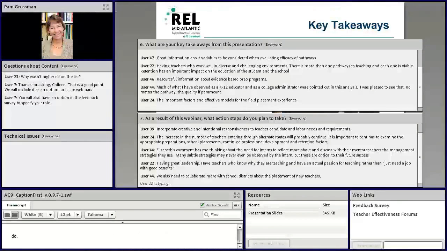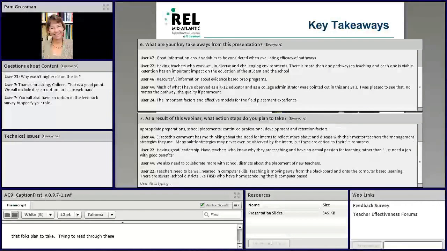And there's a lot of great comments coming in about the takeaways and the action steps folks plan to take. Trying to read through these a little bit. And I see Jackie comments on the fact that we need great leadership. And I would 100% agree with that. And we did mention that a little bit, but maybe you can speak a little bit more about any of the research on that and how important the leadership is or what we're finding about that.